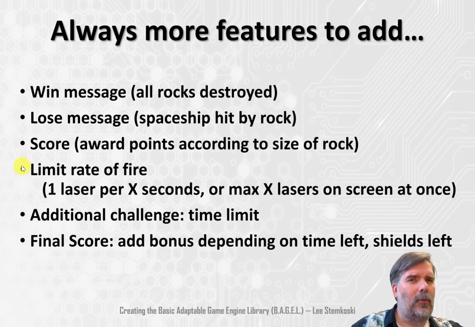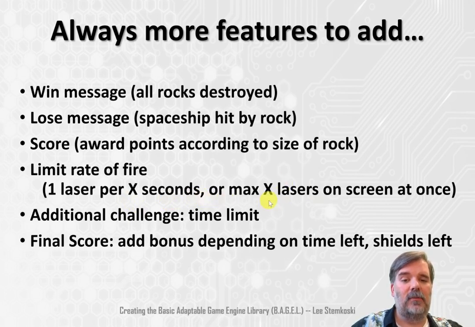Possibly one of the more important features you might want to consider adding is somehow limiting the rate of fire. Right? As we tested out the game, we realized that it's pretty easy to win if you just spin in place and then just hit the fire key as quickly as possible. Right? So somehow limiting the rate of fire. For instance, you could have only one laser appear every X seconds, right? Maybe you can only shoot one laser every second.